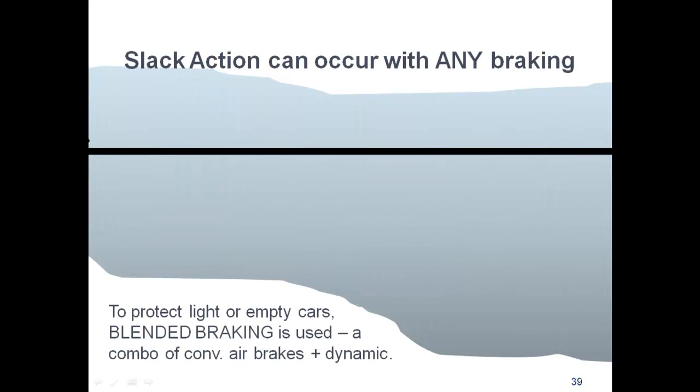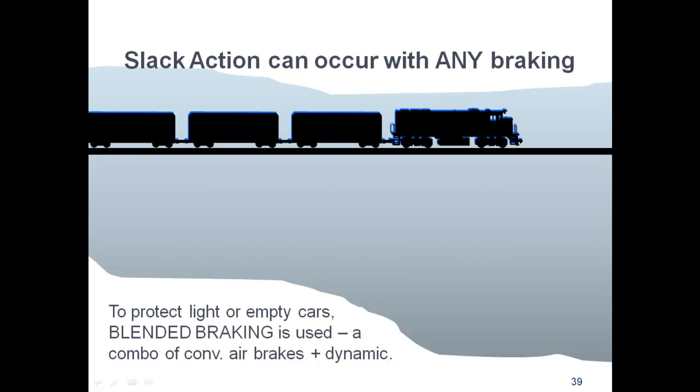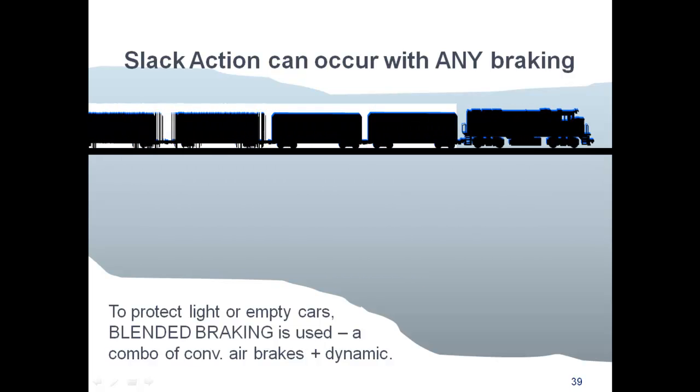Okay, this slide illustrates the compression or slack action from the cars to the locomotive. The total slack action on a freight train may be 30 to 40 feet. This means the locomotives could move 40 feet forward before the rear of the train even starts to move. Blended braking is used to reduce slack action, conventional air brake and dynamic brakes.